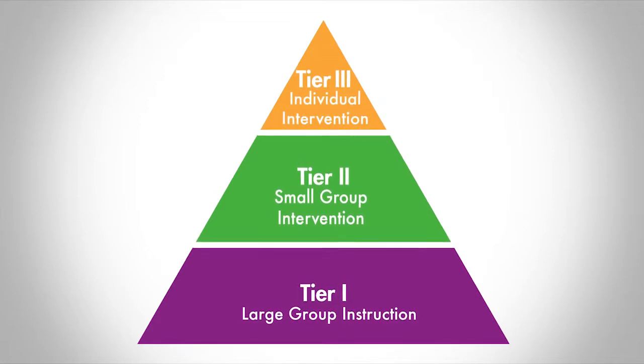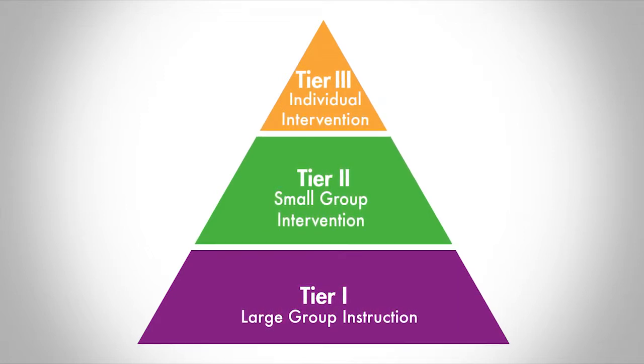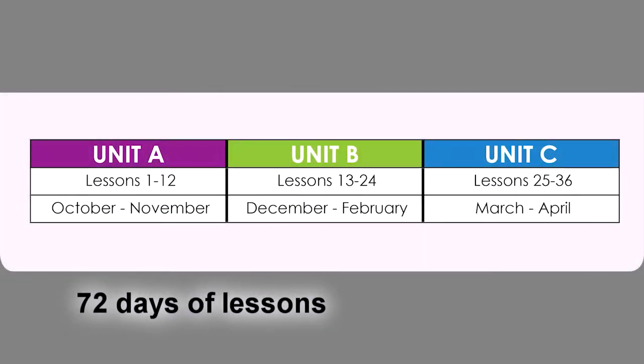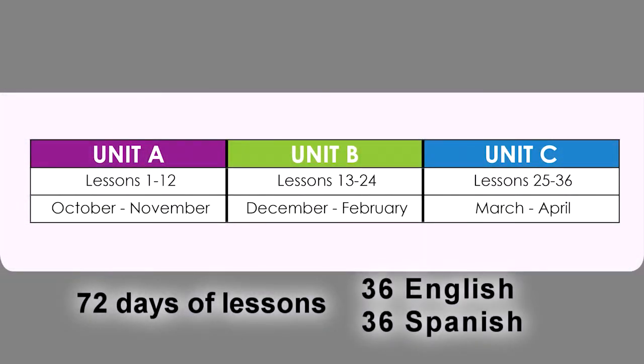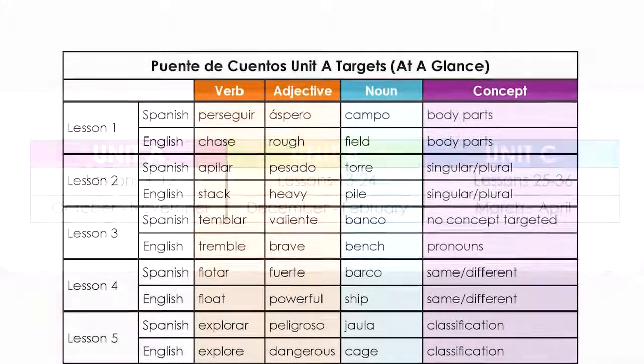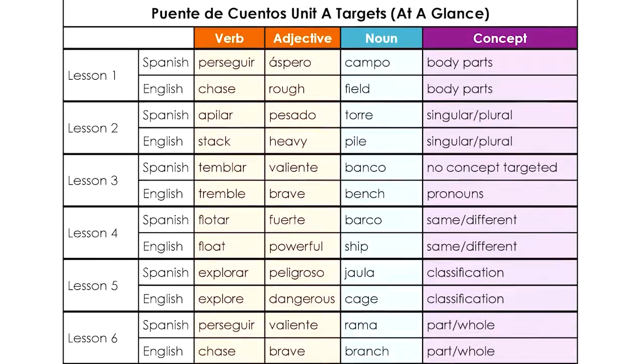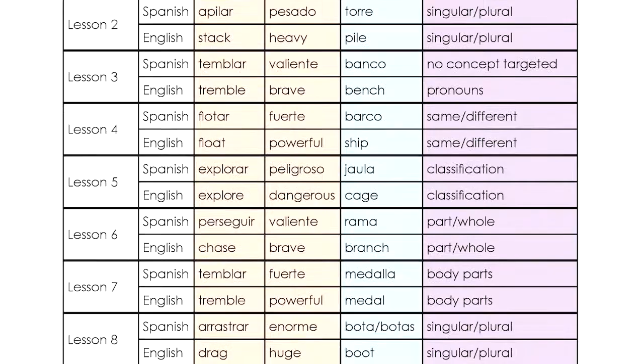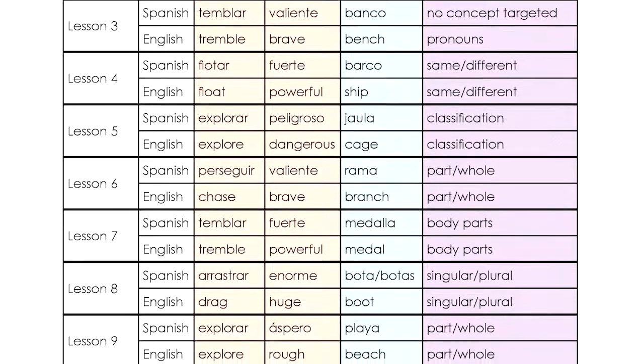It is multi-tiered. Finally, I need to tell you about some logistics to help you prepare to use Puente de Cuentos. To cover the curriculum for an entire year, the program is divided into 3 units, A, B, and C, with lessons for a total of 72 days, 36 in Spanish and 36 in English. Each unit has 12 lessons, but each lesson has 2 parts, one in Spanish and then one in English. These parts can occur on different days, but the Spanish part should always be given before the English part.